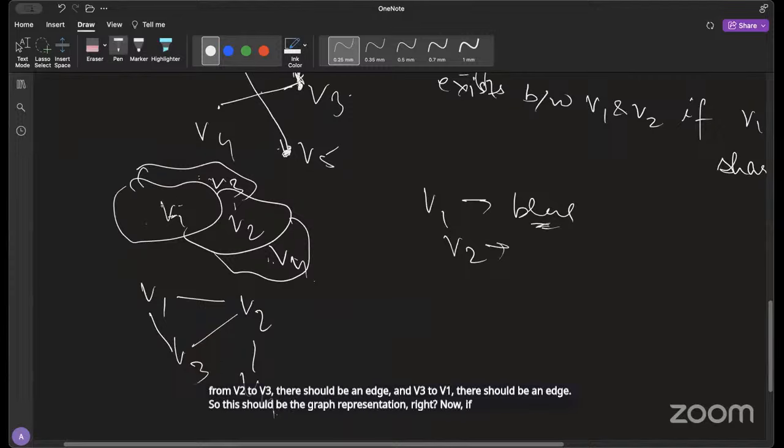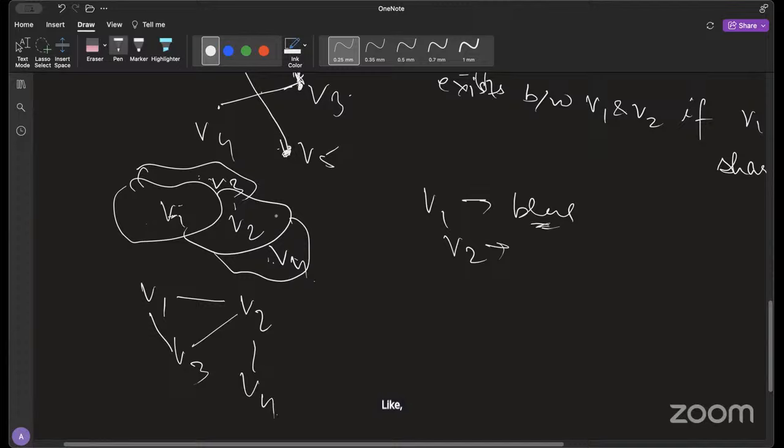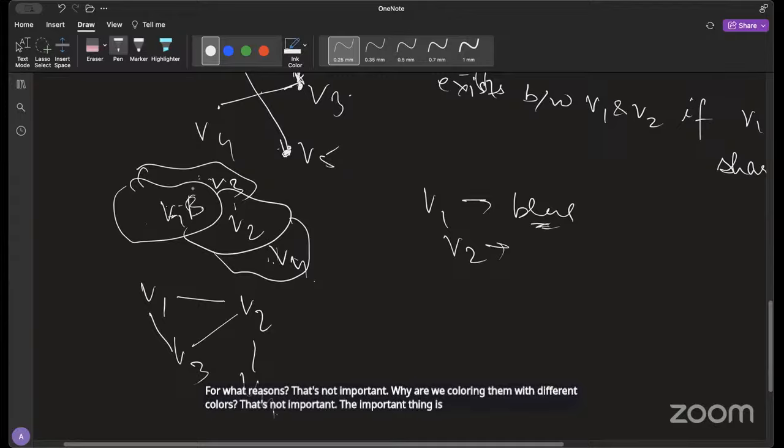Now, see this as a map. If you have to color this, let's say you're coloring this blue, my aim is to color the states that share a boundary. The states that share a boundary should be colored with different colors. Why are we coloring them with different colors? That's not important. The important thing is that our aim is to color adjacent states with different colors. That's all.